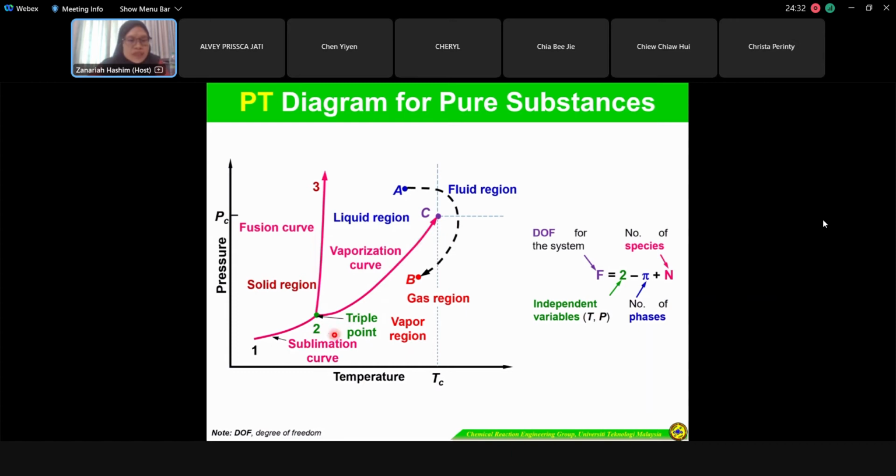So for example, the vapor region and the solid region are separated by this sublimation curve. So this line from point 1 to 2 is the sublimation curve. It separates the vapor and the solid region. And then line 2 to 3 is called the fusion curve. The fusion curve separates the solid region and the liquid region. And then you have line 2 to C. So this is the vaporization curve. The vaporization curve separates the liquid region and the gas region.